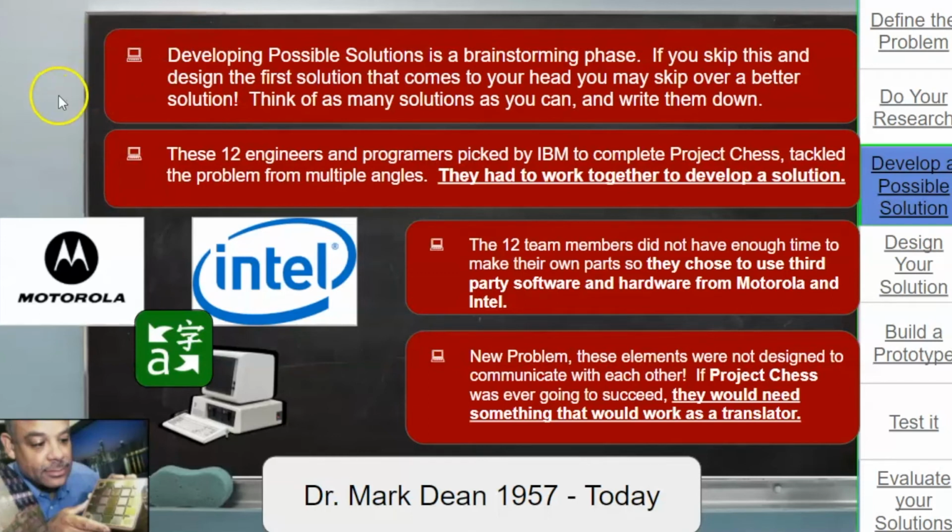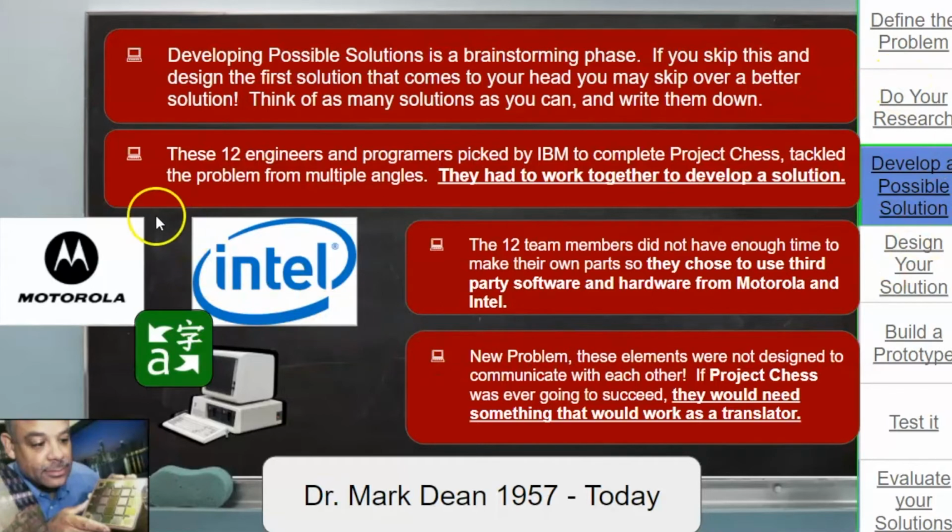These experts, they develop a possible solution. It's a brainstorming phase. In this step, if you skip this step and design the first solution that comes to your head, if you skip from doing research to design your solution, you might skip over a better solution. Think of as many solutions as you can and write them down.